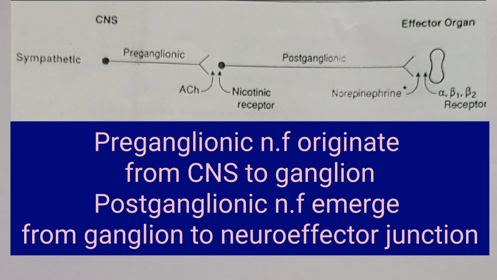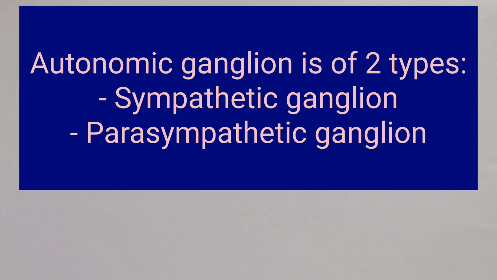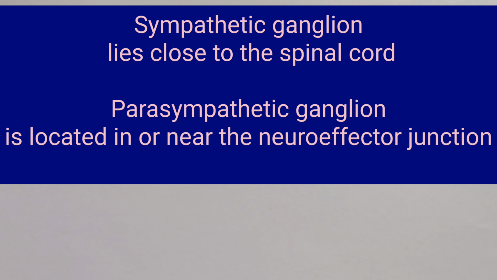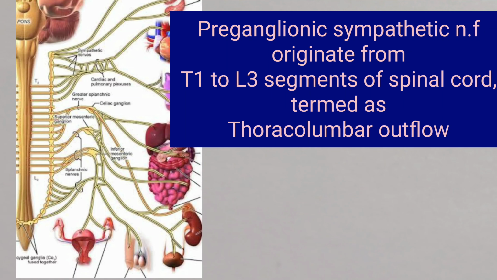Autonomic ganglia are of two types, sympathetic ganglia and parasympathetic ganglia. The sympathetic ganglion lies close to the spinal cord in the paravertebral chain, whereas the parasympathetic ganglion is located in or near the effector organs. Next, the preganglionic neurons have their cell bodies in the central nervous system and synapse in the autonomic ganglion.